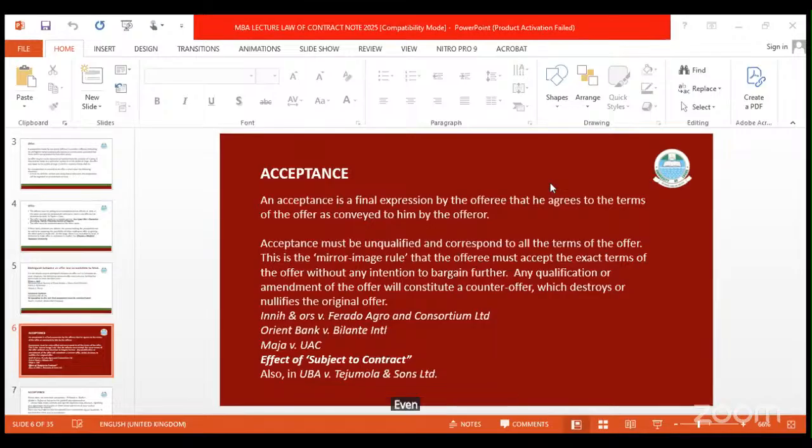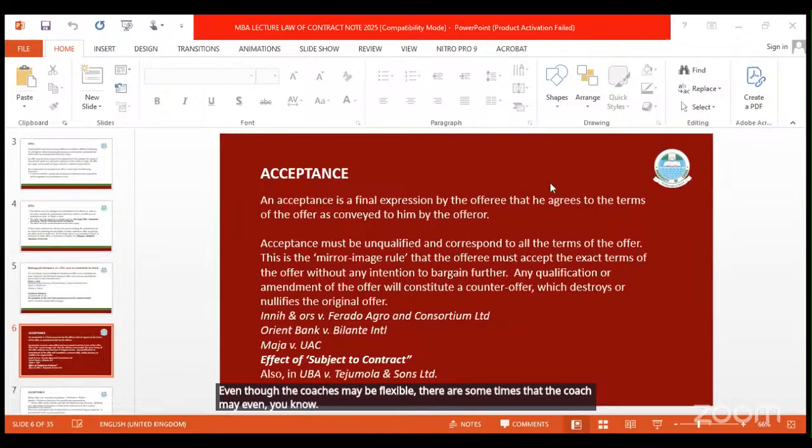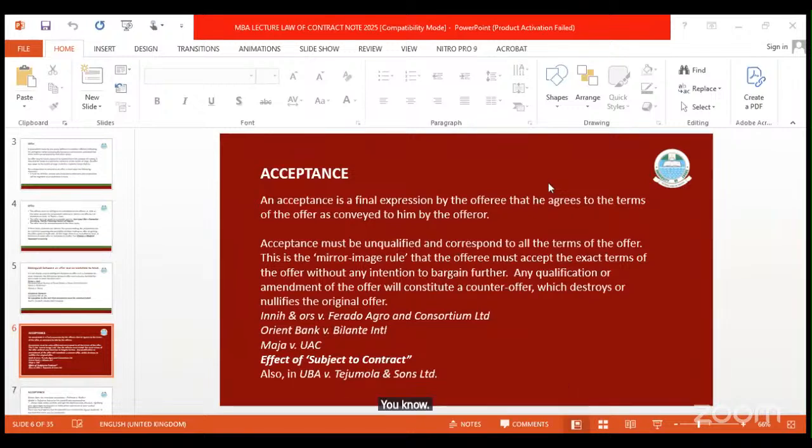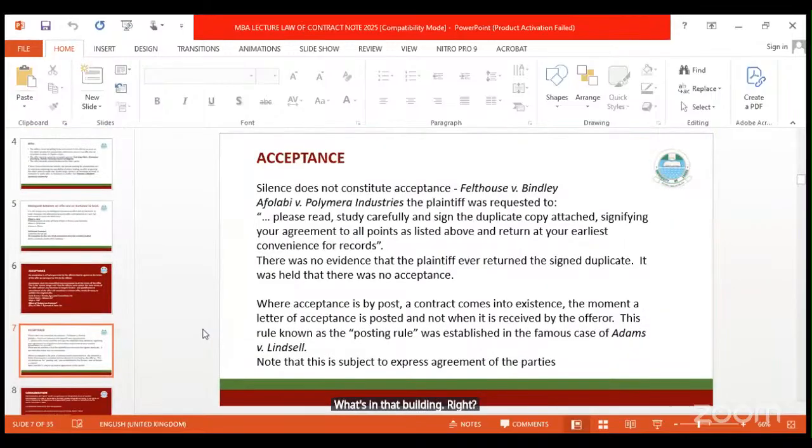Even though the courts may be flexible, there are times that the court may even disregard the phrase and still hold parties liable. But at least in the case of Tejimola, the UBA went away with that, despite the fact that Tejimola spent a lot of money within that building, right? So another issue here is for us to take notice whether silence does amount to acceptance.